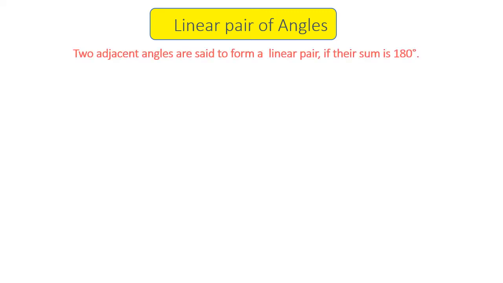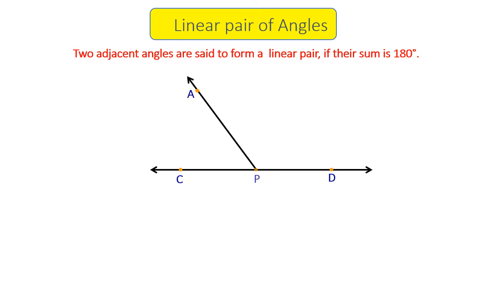Okay. Now let's talk about linear pair of angles. Two adjacent angles are said to form a linear pair if their sum is 180. So for example, this angle plus this angle is equal to 180. Therefore, they are said to be a linear pair. So angle APC and angle APD. In this example angle APC is 60 degrees, and angle APD is 120 degrees. So 60 degrees plus 120 degrees is equal to 180 degrees. Therefore, they are called a linear pair.